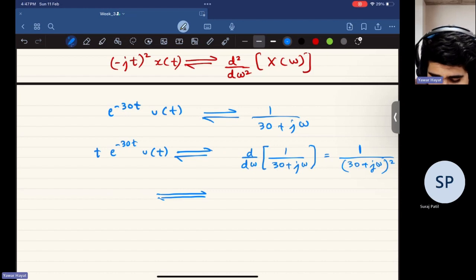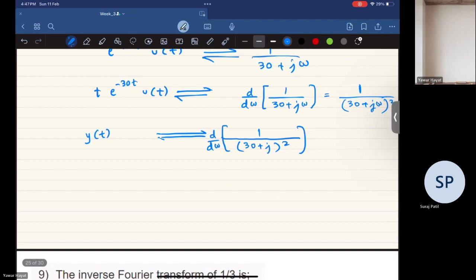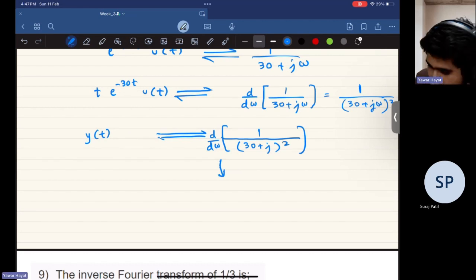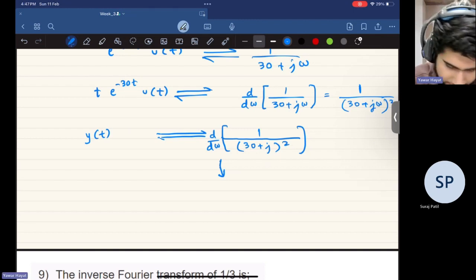Now, what is the differentiation of this one? Again, you would use the u by v rule. 30 plus j, I guess I should write d by d omega of this. You know, right? Suppose this is some y of t. What is d by d omega of this one? We write the answer.